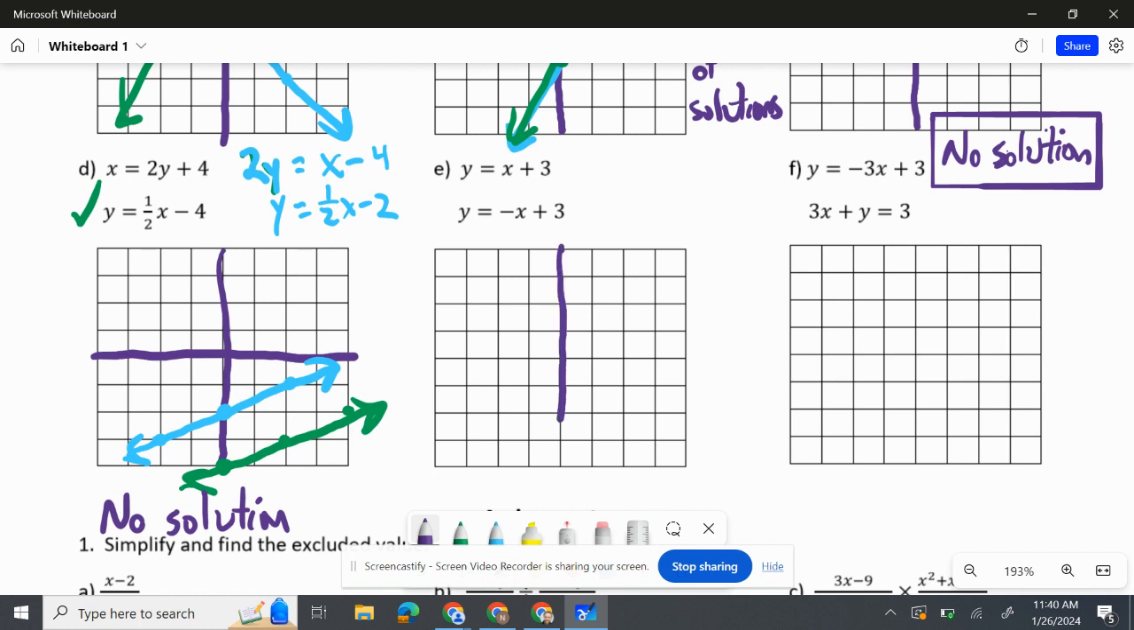Looking at this next one, I see that my first equation has a y-intercept of 3, slope is 1, so up 1 over 1, or down 1 to the left 1. And then for my other one, my y-intercept is 3. It has a negative slope, so I go down 1 to the right 1. And what I notice is that they cross at the ordered pair (0, 3).